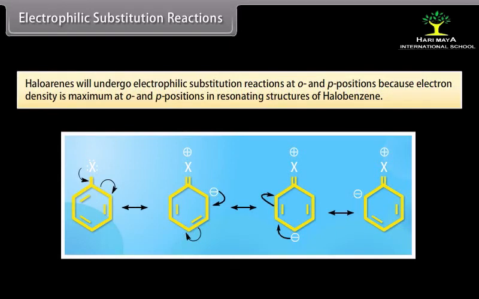Electrophilic substitution reactions. Haloarenes undergo electrophilic substitution reactions at ortho and para positions because electron density is maximum at ortho and para positions in the resonating structures of halobenzene.